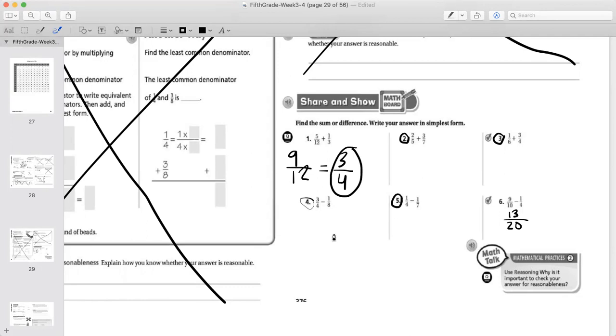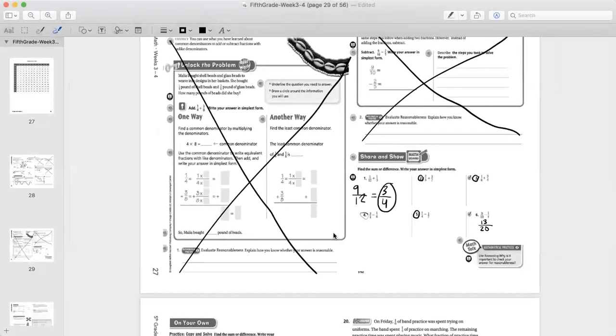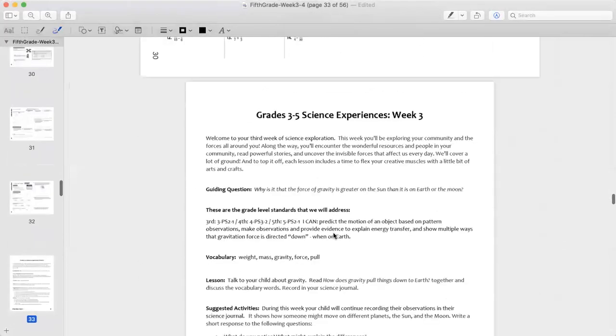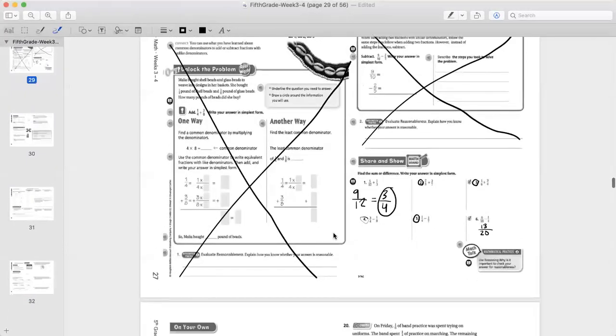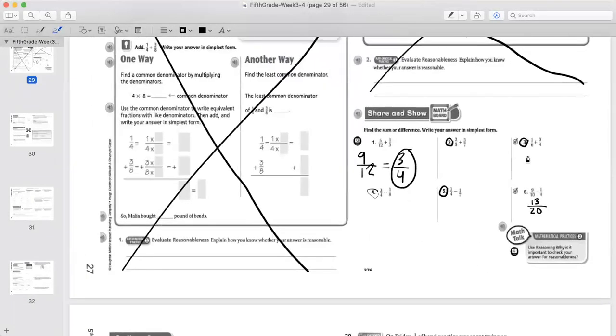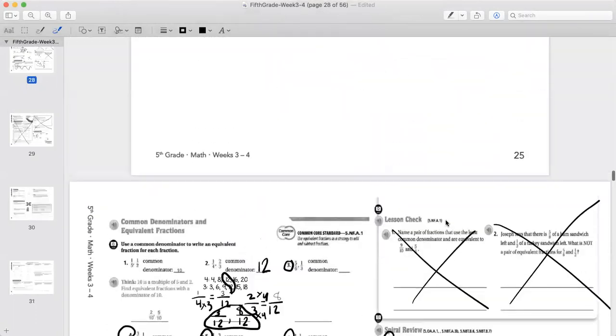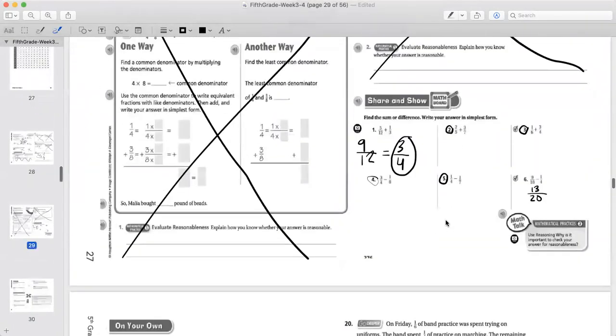Then I want you to do number 4 by yourself, and I would like you to do number 5 as well. Let me see. And I think that's it. That's all I'm going to have you do today for math. So you're going to do 2 and 3 and 4 and 5, and that's all. I'm not going to make you do anything else. All right.